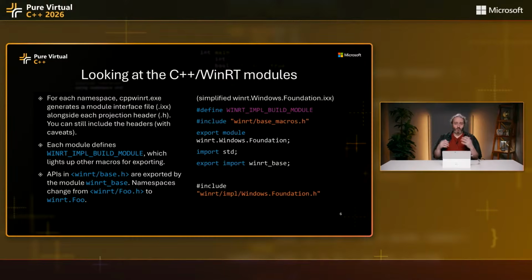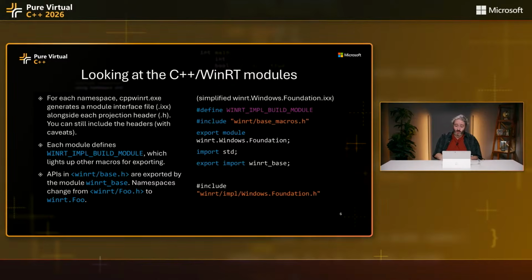Each module name is named pretty similar to how the headers were. So for Windows.Foundation, the module name is now winrt.windows.foundation. All the stuff that was in base.h, all the support library stuff, has been renamed to winrt_base. Notice we use winrt dot for namespaces, and then for more internal things that aren't associated with a WinRT namespace, we use the underscore, so winrt_base. So you can get all this stuff there. That's kind of what's going on.